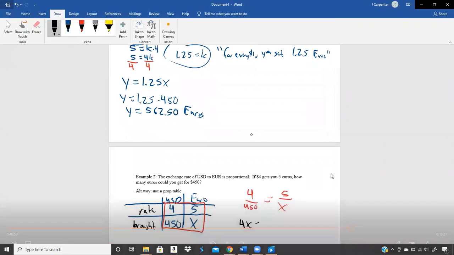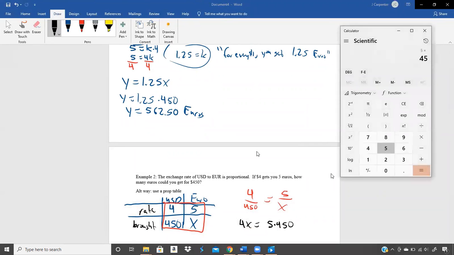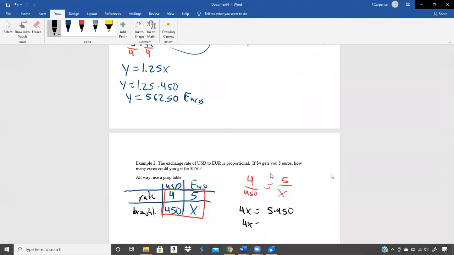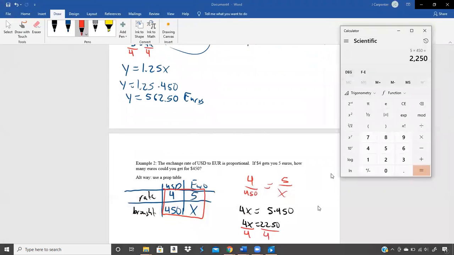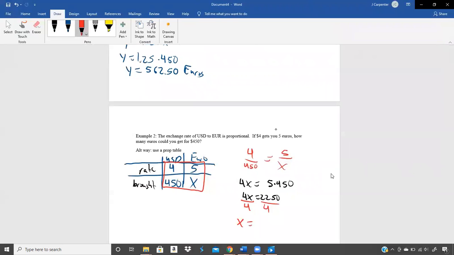You're going to cross multiply. You're going to get 4x is equal to 5 times 450. If you do 5 times 50, you'll get 2250. So you get 4x is equal to 2250. You'll divide both sides by 4. When you put that in your calculator, divide by 4, look at that, you get 562.5. The same exact answer. How can you tell what units it is? X was here, that is in euros. Same answer.